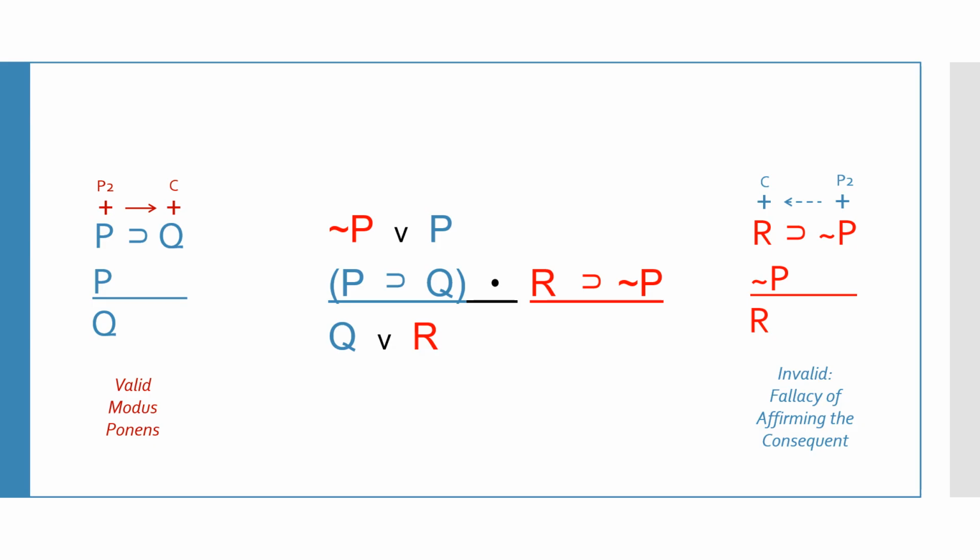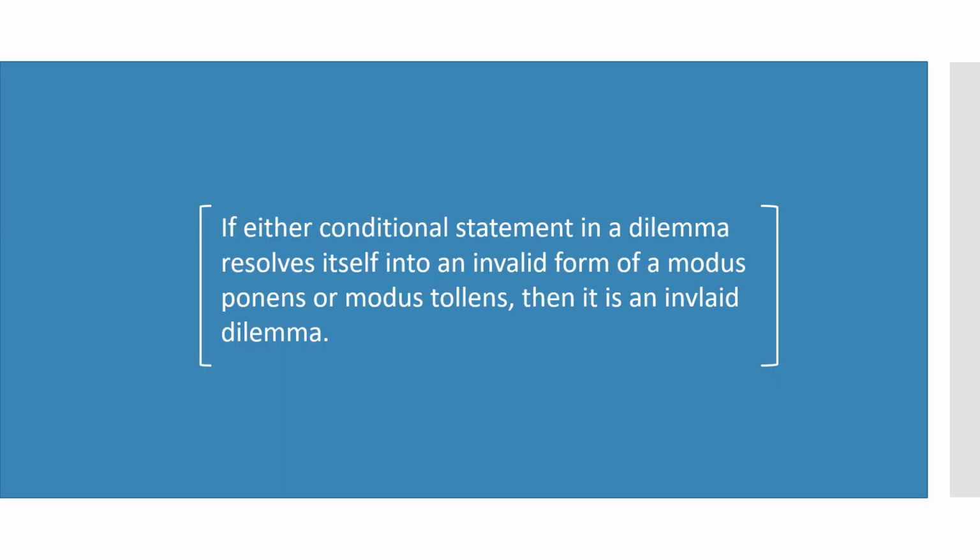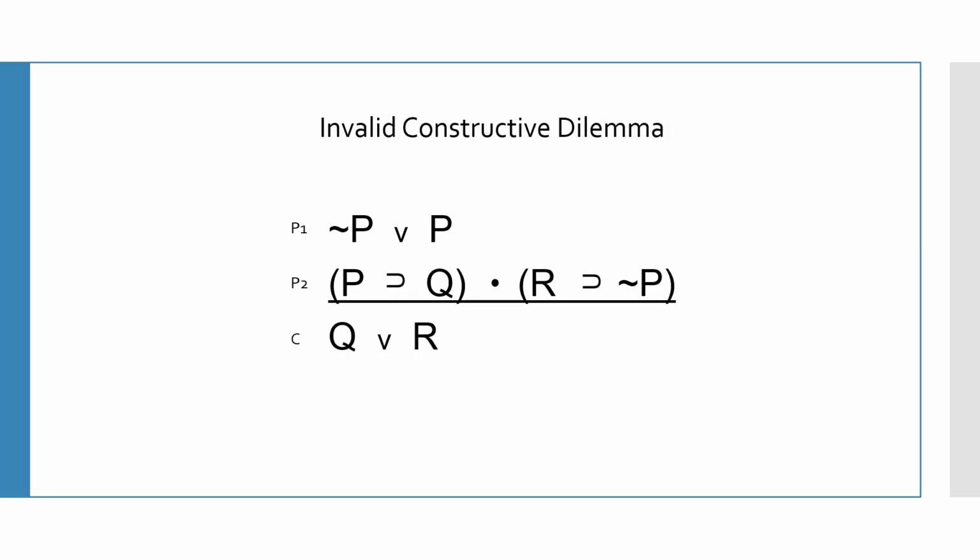This is still a constructive dilemma, but it's an invalid one because it's not using the rules of modus ponens validly all the way through the argument. So if either conditional statement in a dilemma resolves itself into an invalid form of a modus ponens or a modus tollens, then it would have to be an invalid dilemma. So in this particular instance, it's a nice example of an invalid and again constructive dilemma because it is using the rules of modus ponens even though it failed on the right-hand side.